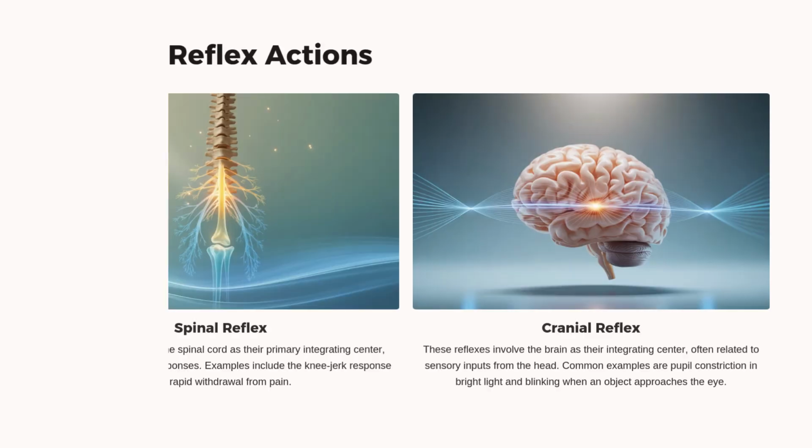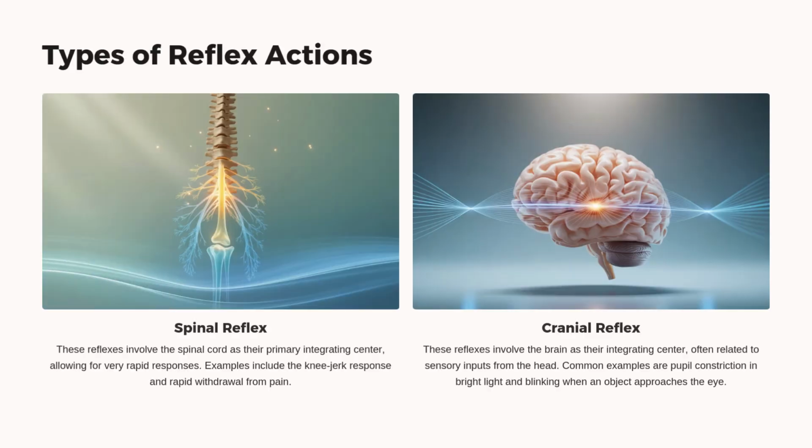potential harm. Types of reflex actions. Spinal reflex. These reflexes involve the spinal cord as their primary integrating center, allowing for very rapid responses. Examples include the knee-jerk response and rapid withdrawal from pain. Cranial reflex. These reflexes involve the brain as their integrating center, often related to sensory inputs from the head. Common examples are pupil constriction in bright light and blinking when an object approaches the eye.